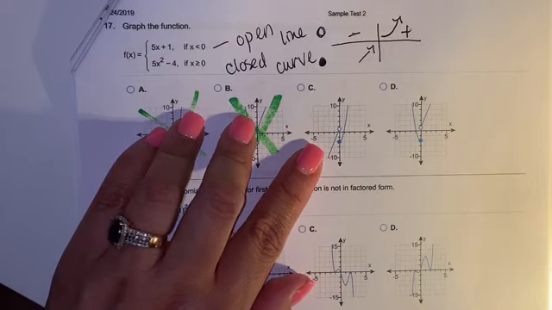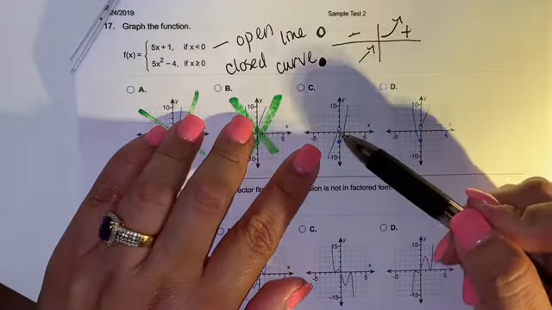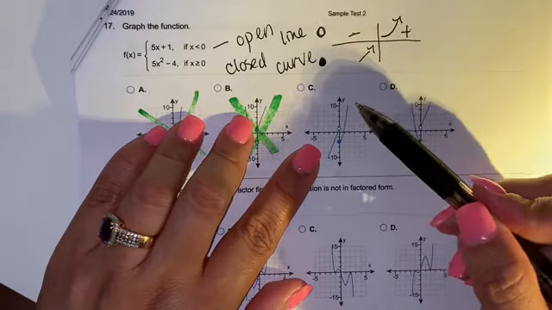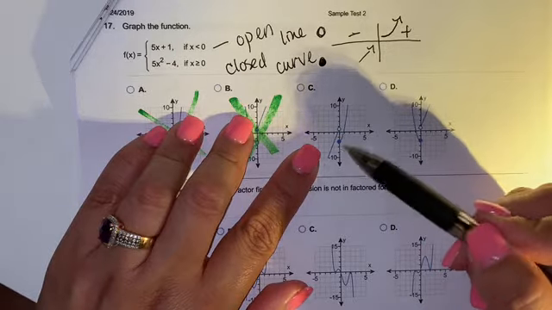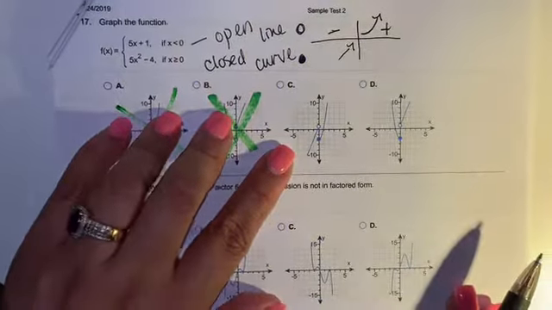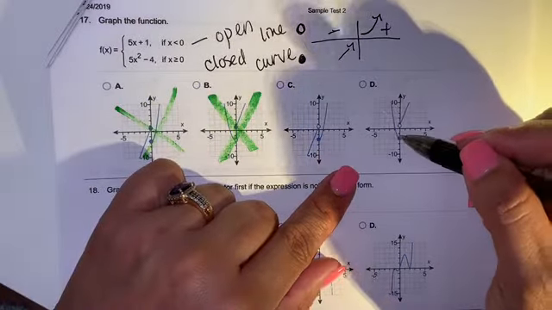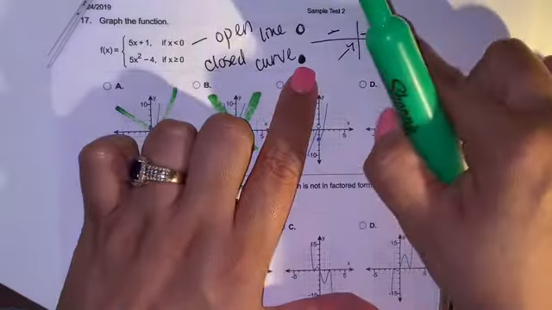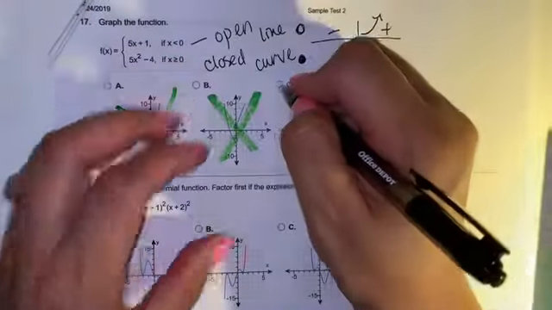We have C. Your line is approaching from the negative and it's closed at 0. You have a curve. Oh no, I'm sorry, it's open at 0. You have a curve that's closed. So C might be it. And then let's look at D. You have a curve approaching from the negative. No, your curve is closed and it's approaching from the positive. So your answer is C.